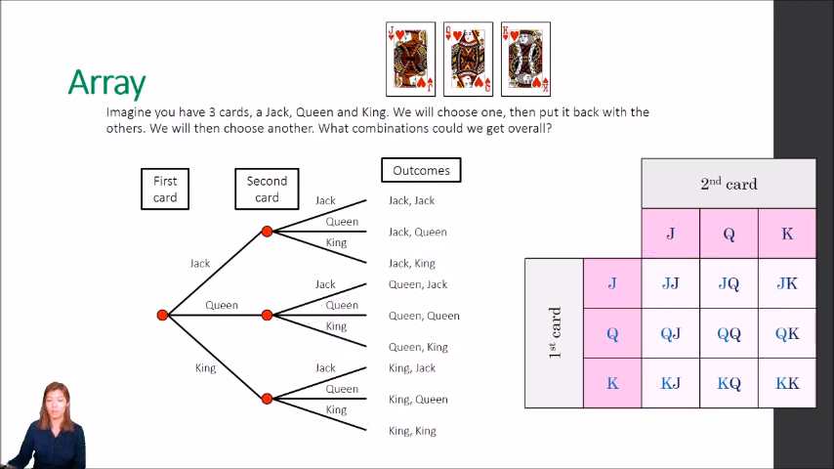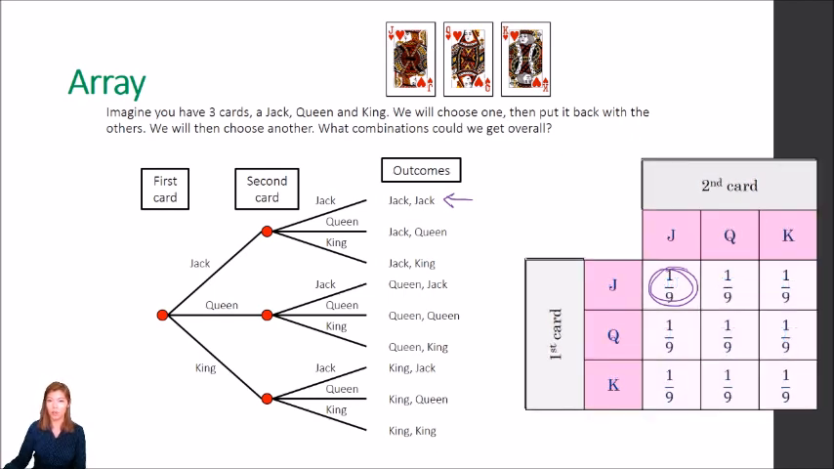Let's have a moment and see what is the chance of picking, let's say, Jack, Jack, this one here. What is the probability of picking that? Well, there's 1 outcome out of 9, so that is 1 out of 9. But is there another way to work this out? What's a useful way that we can work that out? We look at the first event. There's 1 Jack out of 3. So the chance of getting a Jack is 1/3.